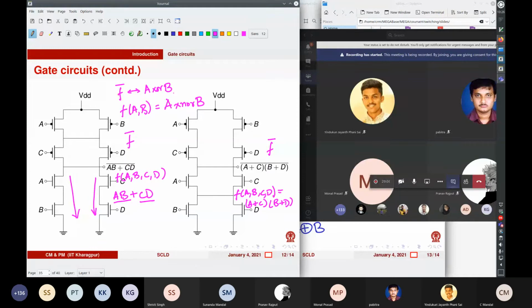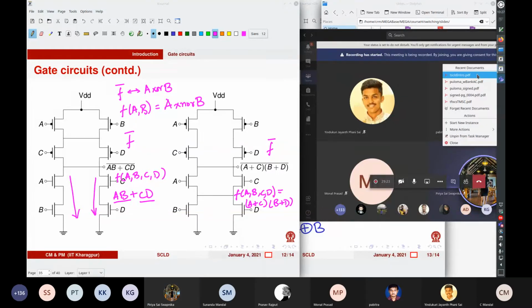Sir, excuse me, sir. I'm not able to figure out how to come up with the function without writing the truth table or just by looking at the figure. All right, let us see. Let us try to do it.